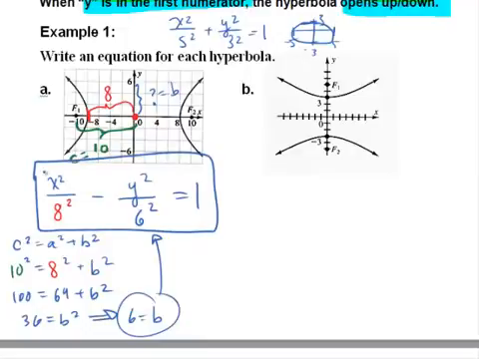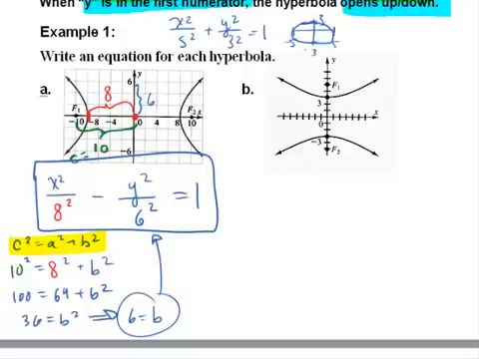So you might be wondering, okay, Ms. Hanson, that's great that we used our formula from up above to figure out what our b value is, but what does that really mean on my graph? Well, it means this. This value here is your b value. You're going 6 units up.